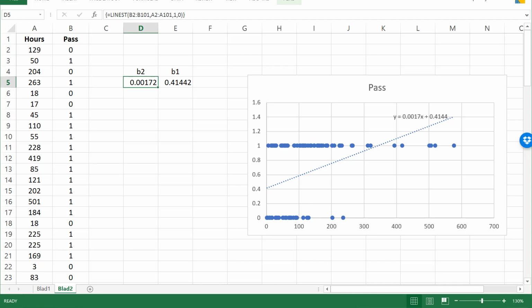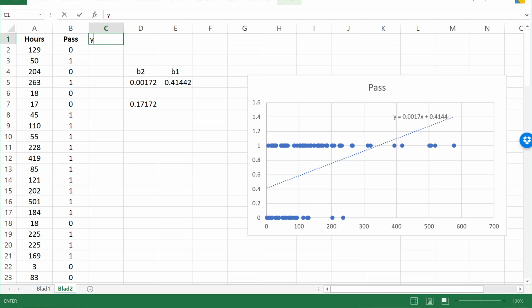B2 is the change in the probability of passing the exam with an additional 1 hour of studies. So let's multiply that by 100 to get it into percent. We see that 1 more hour increases the probability of passing the exam by about 0.17%. Spend, let's say, a Sunday studying 10 hours, and you increase the probability of passing the exam by almost 2%.